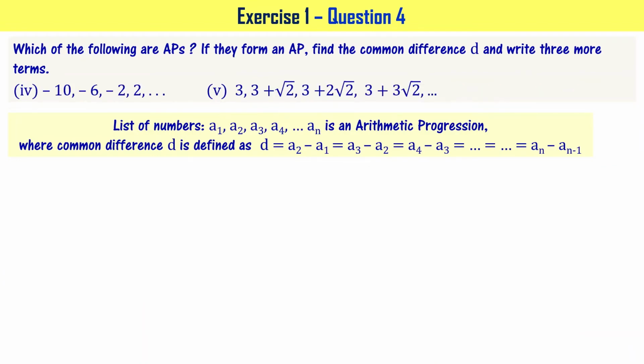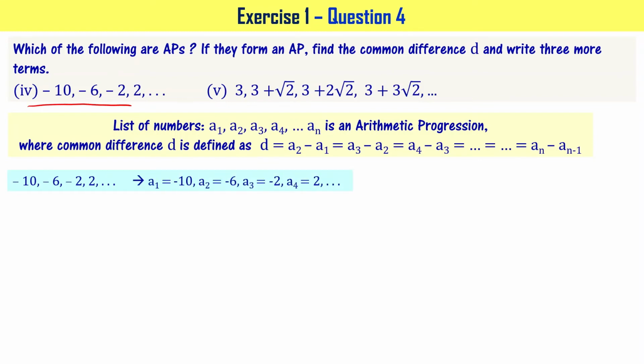The next one is 4th list of numbers, that is minus 10, minus 6, minus 2, and 2, and so on, right? When you look at this, you can say that A1 equal to minus 10, A2 equal to minus 6, A3 equal to minus 2, and A4 equal to 2, right? So what we have to do is now find the difference between successive terms. A2 minus A1 is what we have to find first.